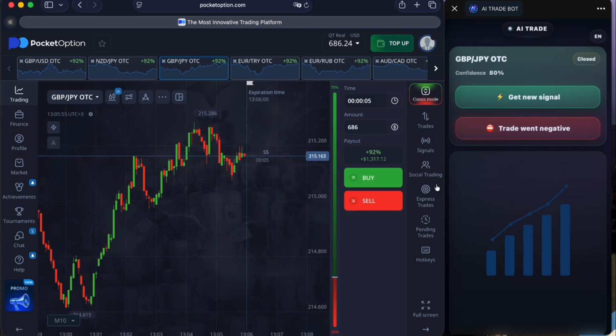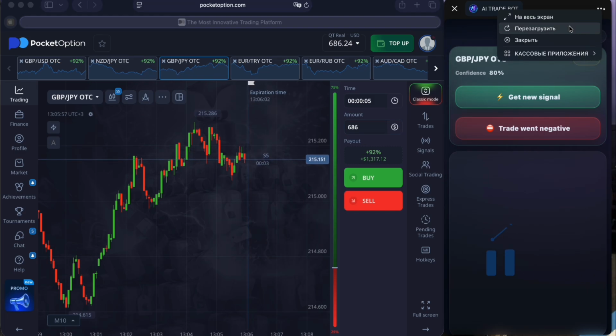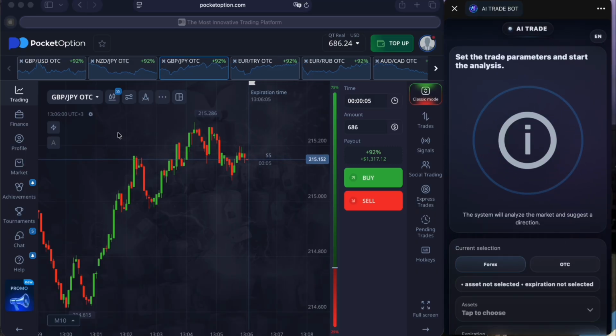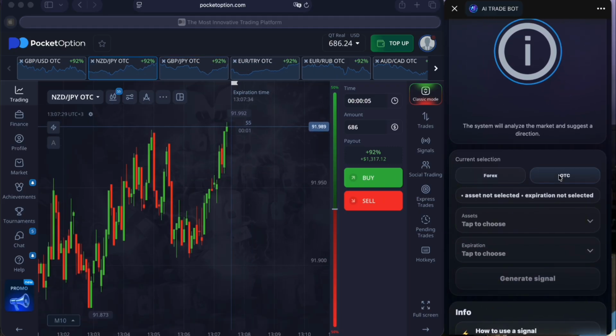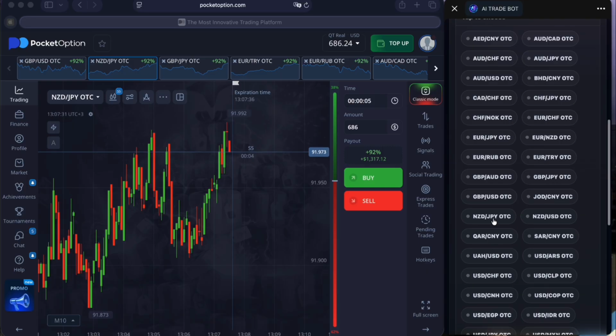I also enter a new transaction amount, literally one entry point. We have up to the cherished $1,000 above the deposit. So I restart this tool and move to the New Zealand dollar and the Japanese yen. Let's also open up on this asset without technical analysis. I fully trust this tool.